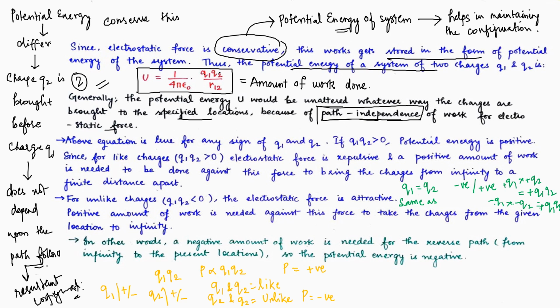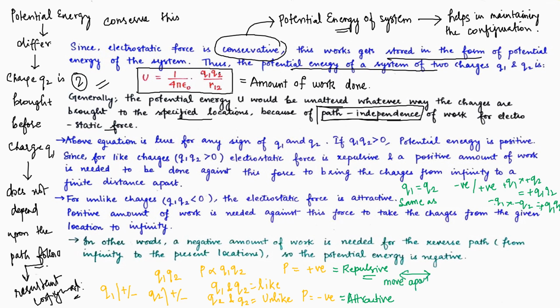Now, in case we are getting potential energy positive, that means our charges are like charges. What is the property of like charges? Like charges repel each other, repulsive in nature, and when they are unlike charges, they will attract. That is the basic property of charges we have read in chapter 1, section 1 itself. Attractive in nature. Now, they are repulsive. They will try to move apart.